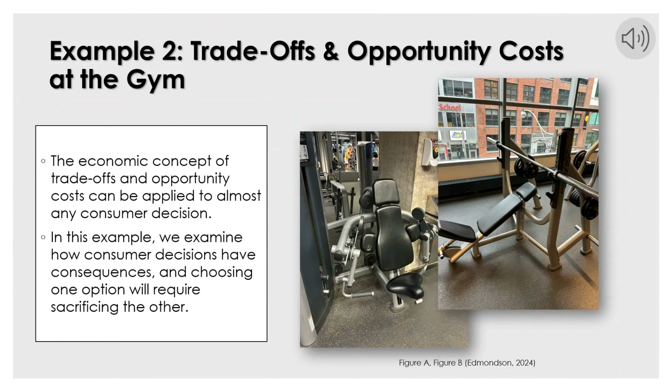The economic concept of trade-offs and opportunity costs can be applied to virtually any consumer decision. In this example, we examine the relationship between trade-offs and opportunity costs pertaining to going to the gym. Choosing one option at the gym will require sacrificing the other. Other implications include the loss of money spent on the gym membership over another activity, the sacrifice of energy that could be exerted elsewhere, or what type of workout to pursue for health and fitness goals.